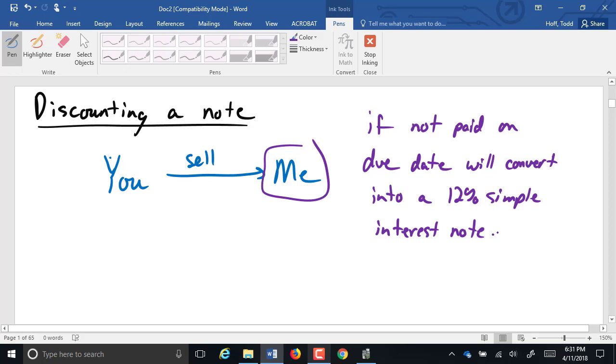What that means is on the due date, the end of that credit period, if I don't pay, it becomes a 12% note. 12 or 18% are the common percents used because they're easy to figure. 12% is 1% a month, 18% is 1.5% a month. And they're not going to give you a cheap rate because obviously they'd rather have their money.